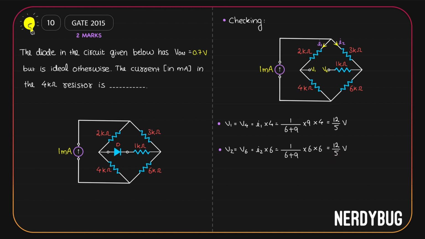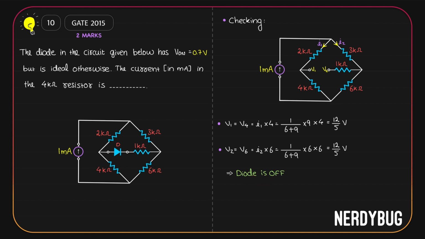So technically, at these 2 points, we are getting the same potential, which means the potential difference between these 2 points is 0. So if you put the diode D between these 2 points, it will not switch on because the diode needs at least 0.7 volt across it. So the diode is switched off.